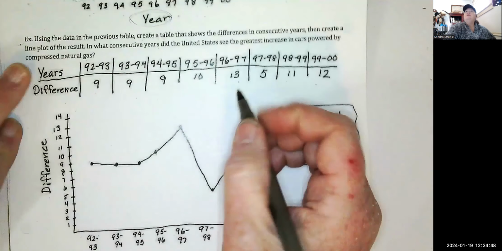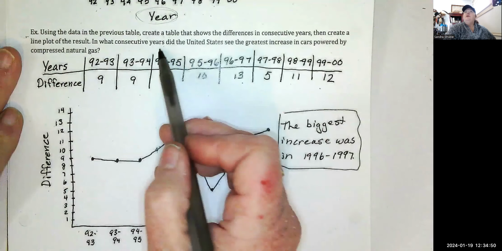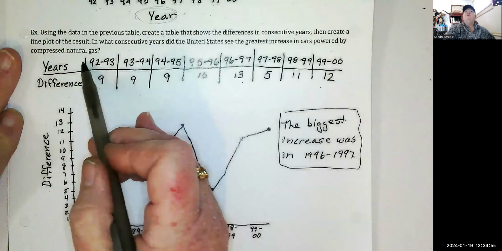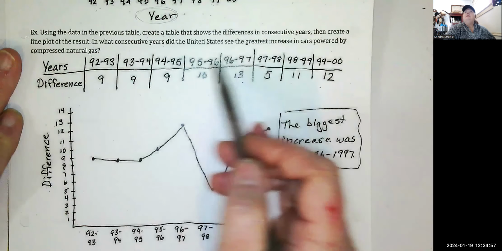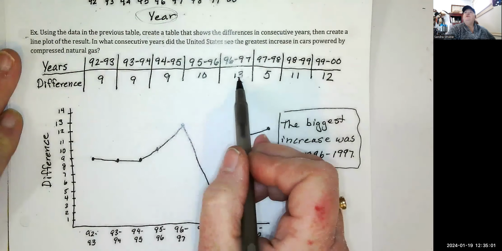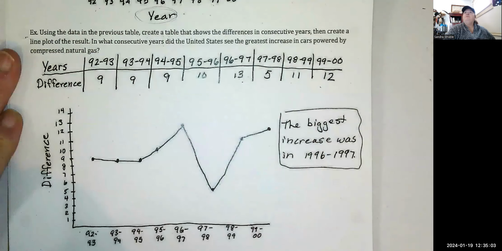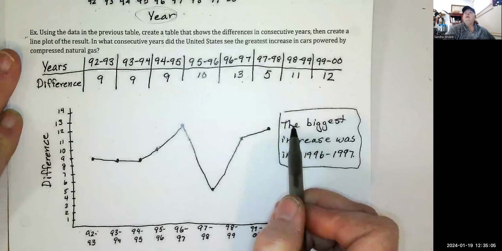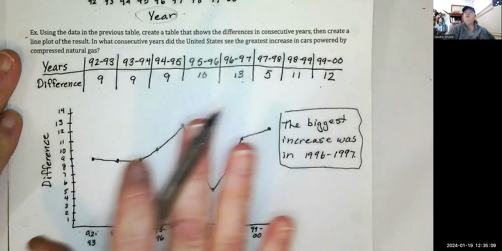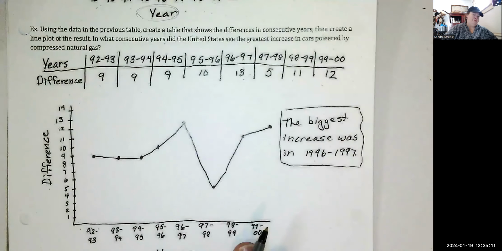Then the question was, in what consecutive years did the United States see the greatest increase in cars powered by compressed natural gas? Well, that was easily this one, 96, 97, because they had 13 for the largest difference. So you would write that the biggest increase was in 96, 97. Just answer the question. No fluff, nothing extra.